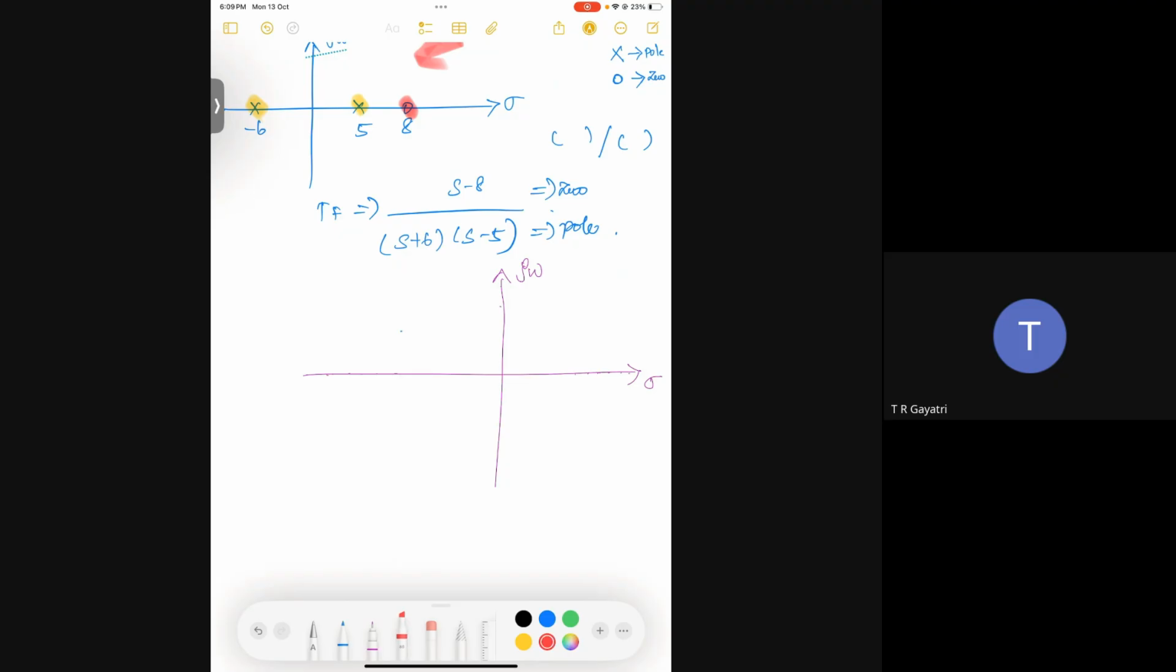Now, if your pole, only the pole, I'm not talking about zeros right now, lies in the left half, that is, if your pole has a negative real part, whatever value you take, but it has to lie on the negative side, it should be less than 0, then I am considering this a stable system.